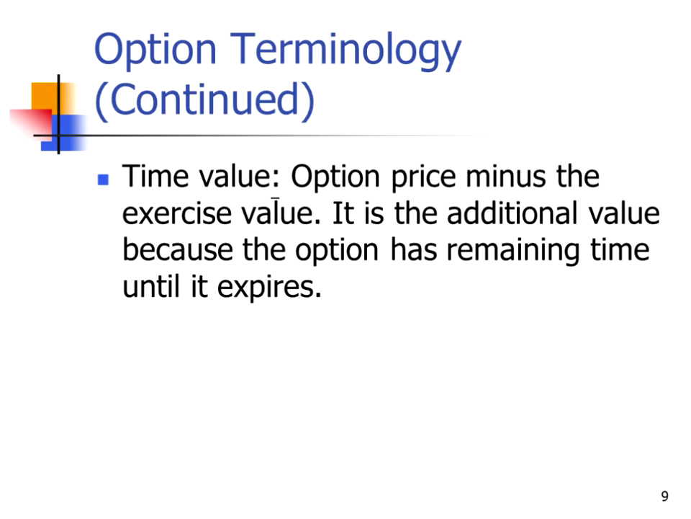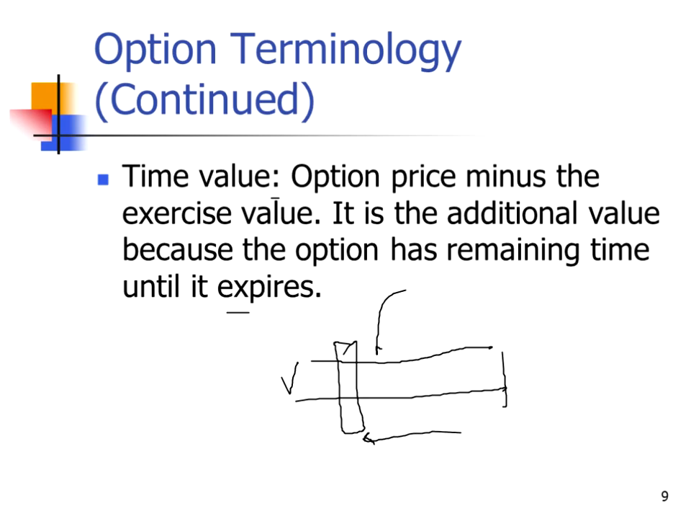Time value: option price minus the exercise value. It is the additional value because the option has remaining time until it expires. Because, let's say this is today and the option is for 3 months. So this is the expiry date. So the time will also have value on this option, because it holds more value when you're further away from expiry. You can tend to see what the probability of its maximum value will be when you're very close to the expiry.